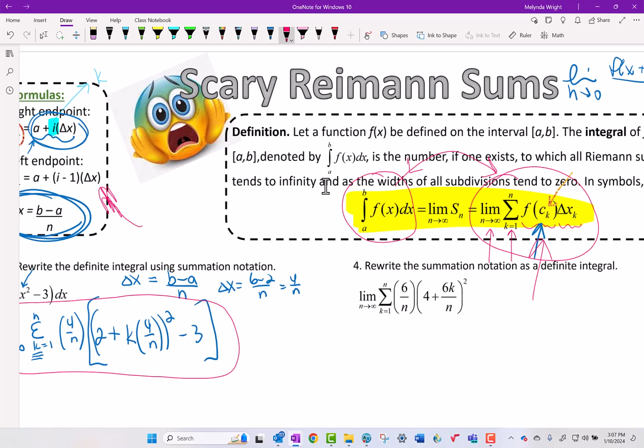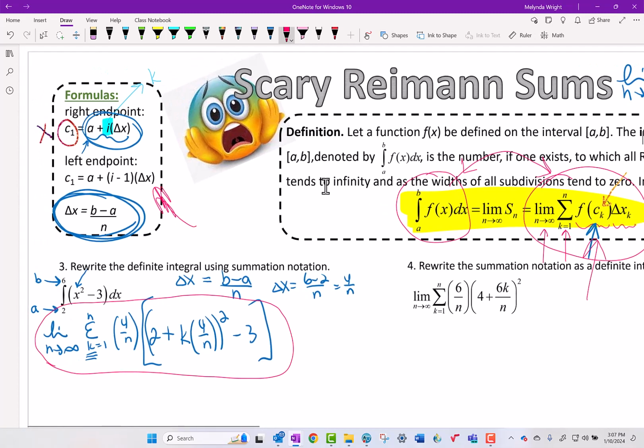We're not going to ever use the definition to find an integral. I'm just telling you, that is something else. We're not going to do that. All we're doing is going back and forth between the definition and the actual usable one, in my opinion. Okay? That's it. All right, that's the first one.